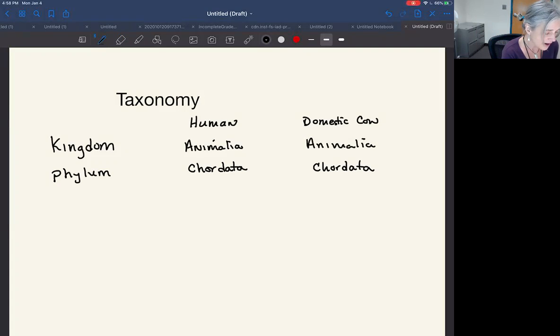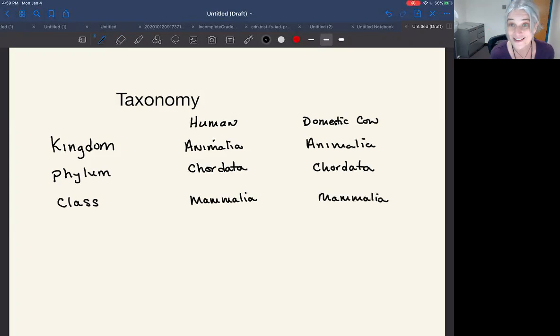Okay, so kingdom, phylum, class. Even smaller, okay? So what chordates produce milk? This would be the Mammalia. They're both in the class Mammalia. Instead of Reptilia, or instead of being bony fish or cartilaginous fish, we are in the class Mammalia, humans and cows. Okay, kingdom, phylum, class, order.